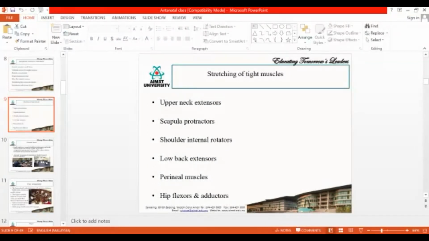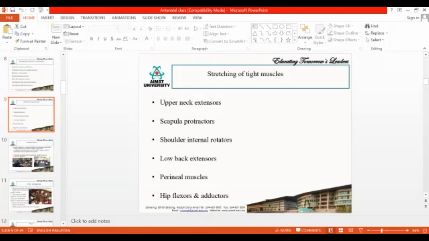So all these things you need to do self stretching. You need to teach them self stretching because they need to go back and do the stretching at home. So don't teach passive stretching. Go for self stretching. Is that clear?